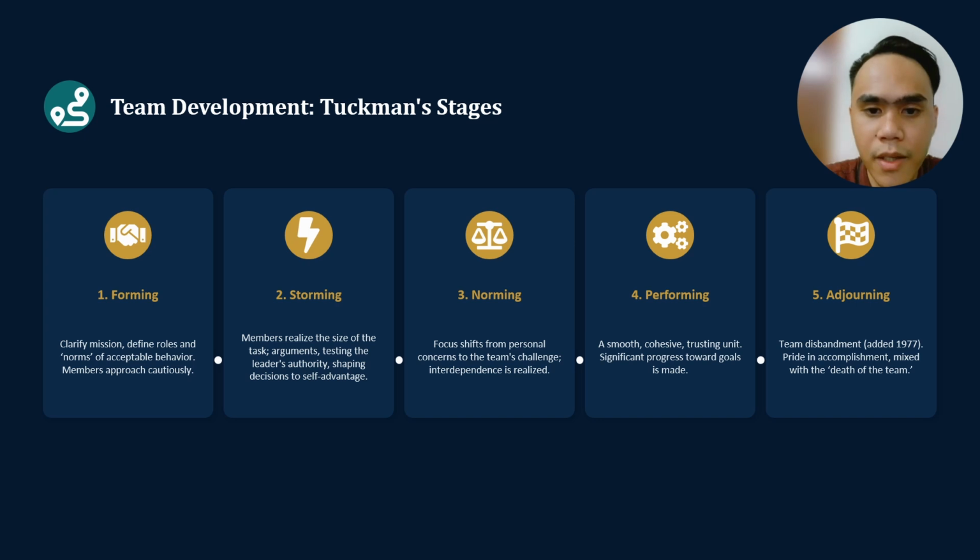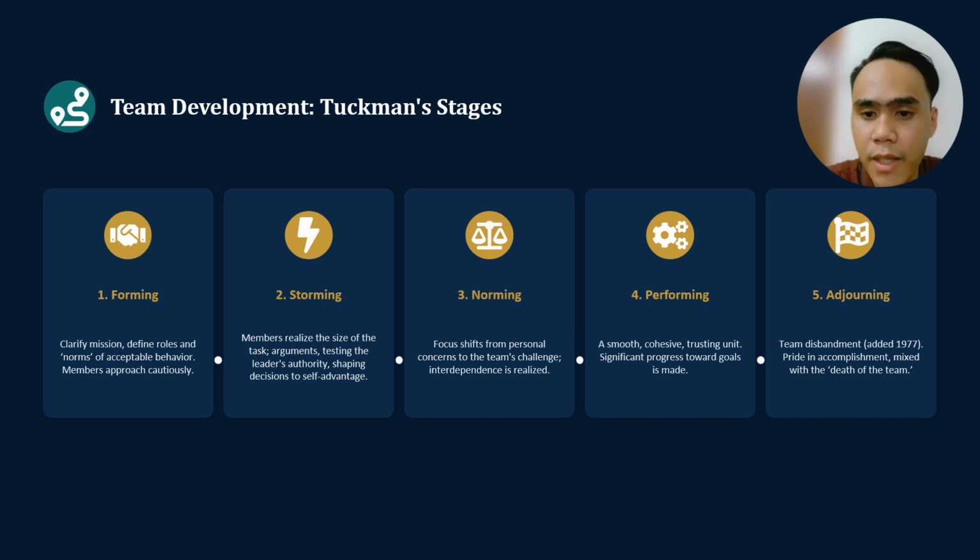Stage three is norming. Individuals begin shifting their focus from personal concerns toward helping the team meet the challenge at hand. Interpersonal conflicts and the pull of loyalty outside the team start to matter less. As members realize how interdependent they are, they become more willing to discuss differences of opinion, specifically to understand them and how they might affect the team's success.